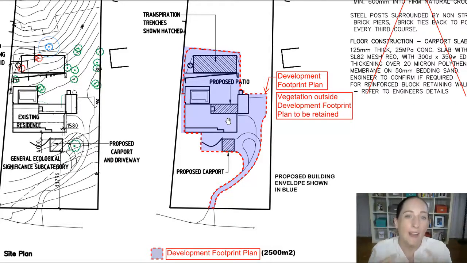So yes, you can cover trees, but try to pick locations that are less constrained, let's just say, than other areas on the property. So there you go. Now you know all about DFPs or BLEs if you want to use the old terminology.